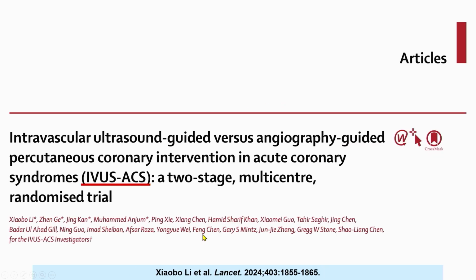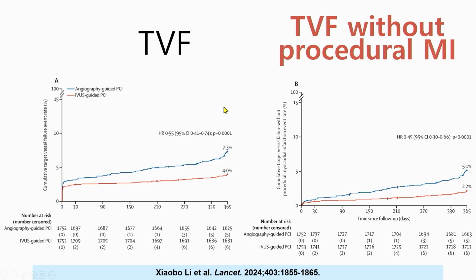And there is a Lancet publication about the IVUS-ACS two-stage multicenter randomized study. We can see the result at 1 year follow-up. The target vessel failure for the IVUS-guided group is lower than the angio-guided group. Also in target vessel failure without procedural MI, the IVUS-guided group has less, about 2.2% at 1 year follow-up.